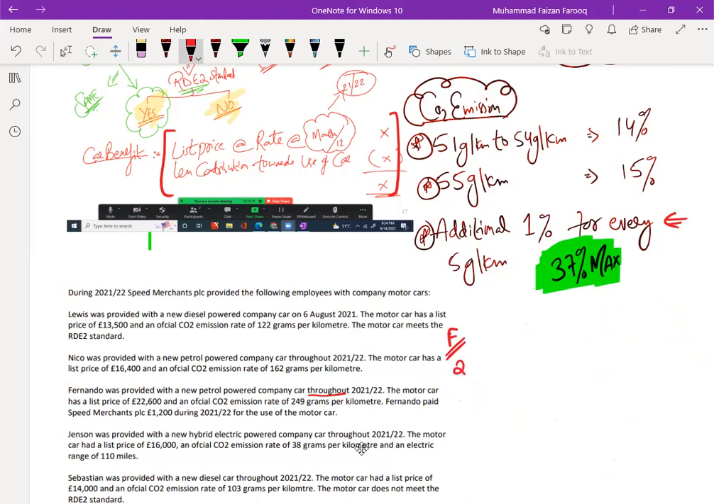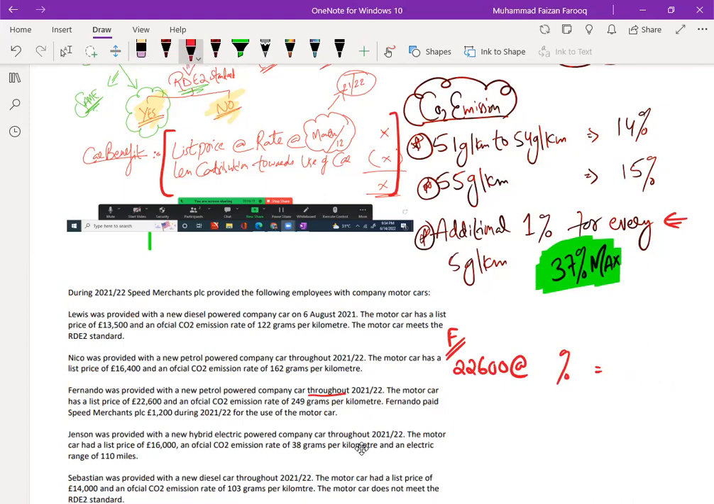The motor car has a list price of 22,600 pounds and CO2 emission rate of 249 grams per kilometer. Fernando paid 1,200 pounds to Speed Merchants during the tax year. Okay. He paid something. No problem.